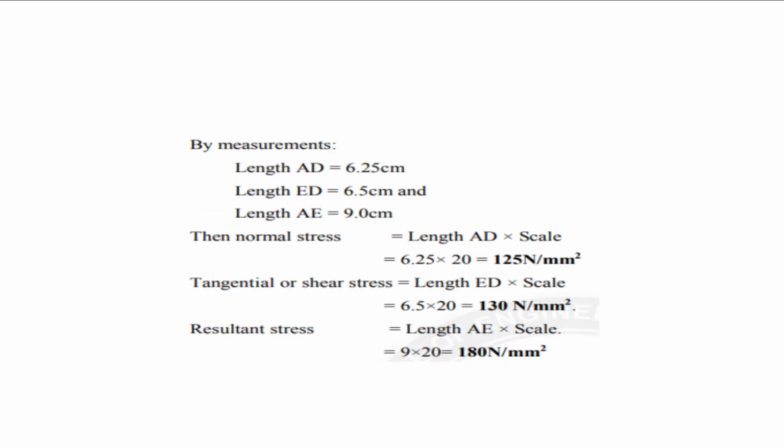Length AD is equal to 6.25 centimeter, length ED is equal to 6.5 centimeter, and length AE is equal to 9 centimeter. The normal stress is equal to 125 Newton per mm square. Tangential stress is equal to 130 Newton per mm square. Resultant stress is equal to 180 Newton per mm square. So these are the problems you have seen. Thank you.